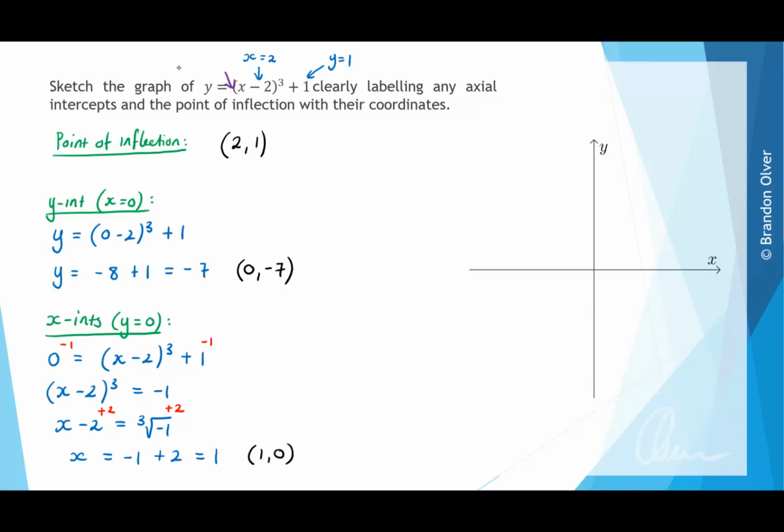With the information that this is going to be a positive cubic, because there is no negative symbol out the front of the (x minus 2) cubed term, we know that the general shape will be something like this, where the y-intercept was at (0, negative 7), the x-intercept was at (1, 0), and the point of inflection was at (2, 1).